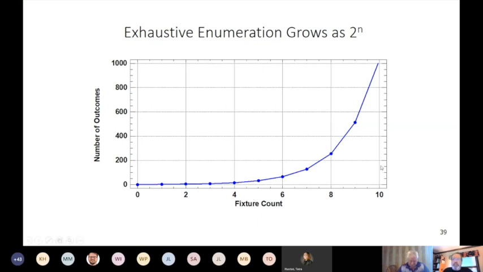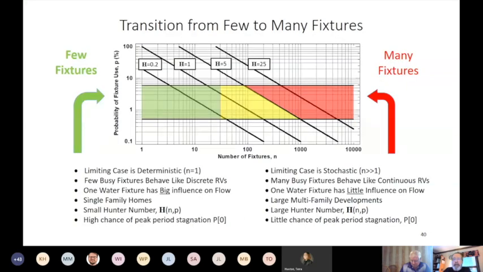Now the problem with this approach, although it is exact, is that it blows up on us numerically. It grows as 2 to the n. As soon as we get to 30 fixtures or so, we've got 10 million options that we're considering. So that's why we've got to slide over to some other possibility, like the case with Wistort's model.